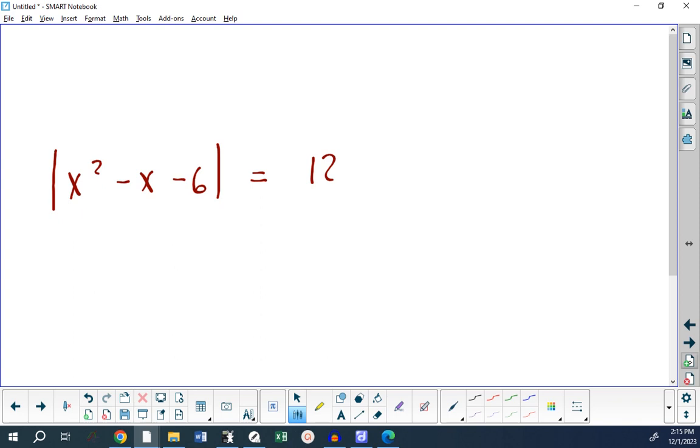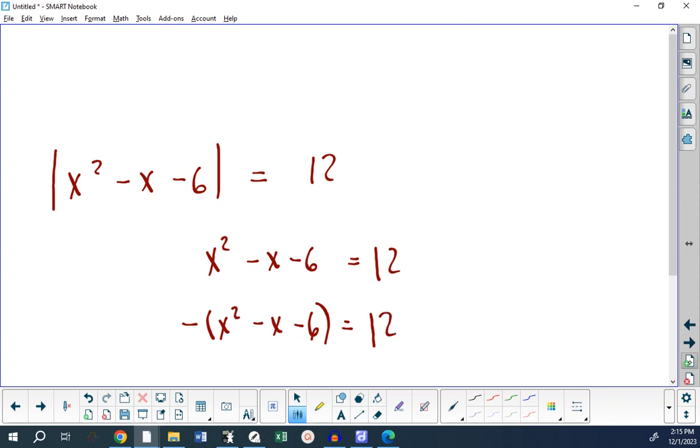You want to break that up into two equations. One of your equations will be x squared minus x minus 6 equals 12. One of your equations will be negative of x squared minus x minus 6 equals 12. And just before I move on, I don't care where you're at in this course, you have to be able to solve two quadratic equations. That's a piece of cake.